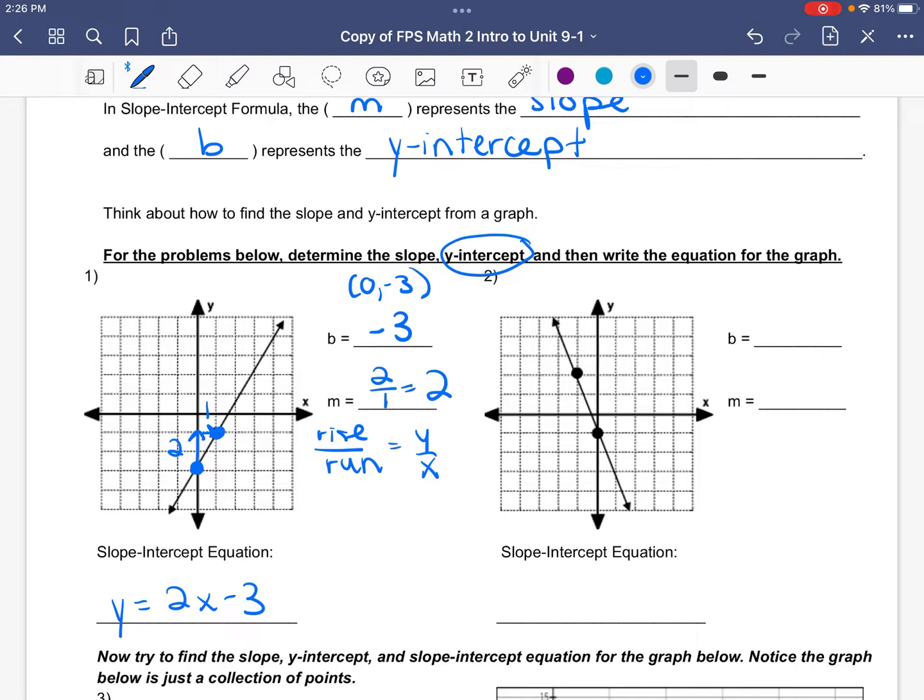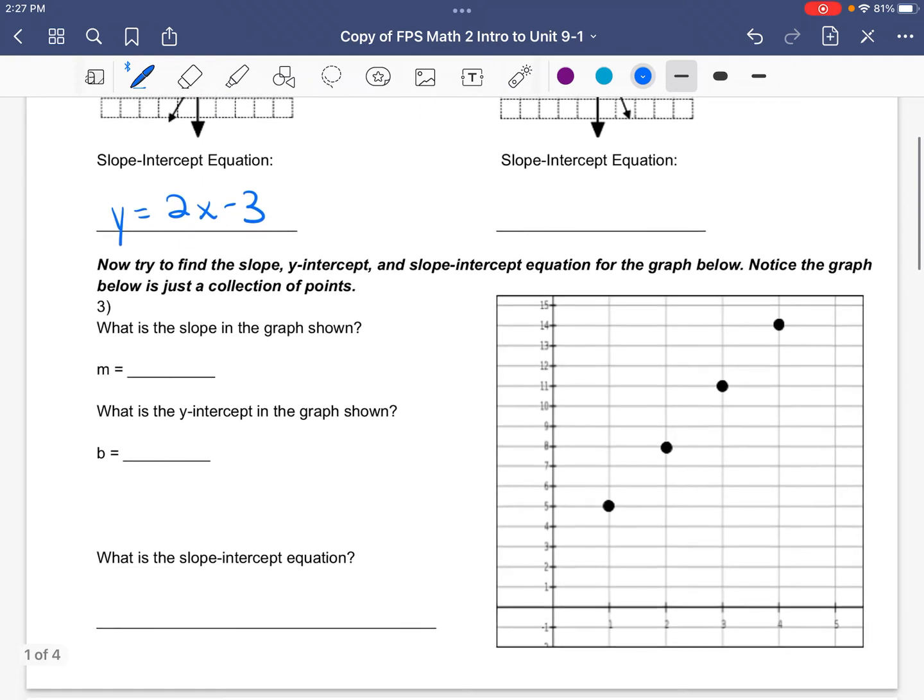So now I want you to pause the video and I want you to try number 2. So take a second. I want you to give yourself time for number 2. Okay, once you come back, we're going to get on to number 3.